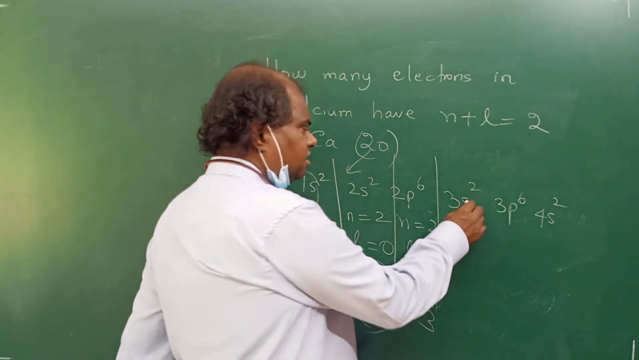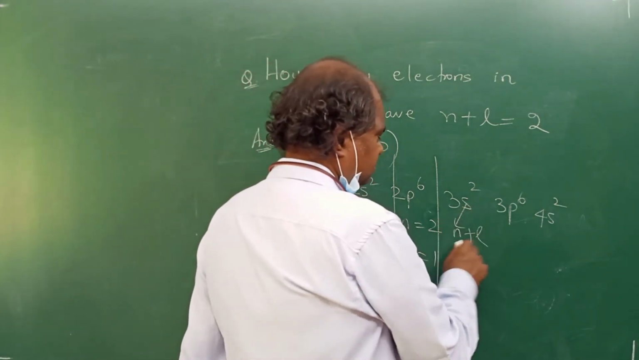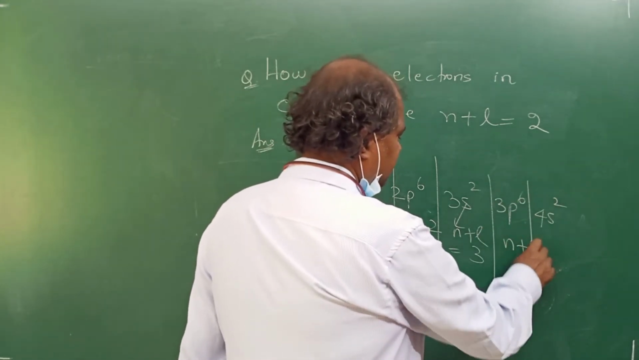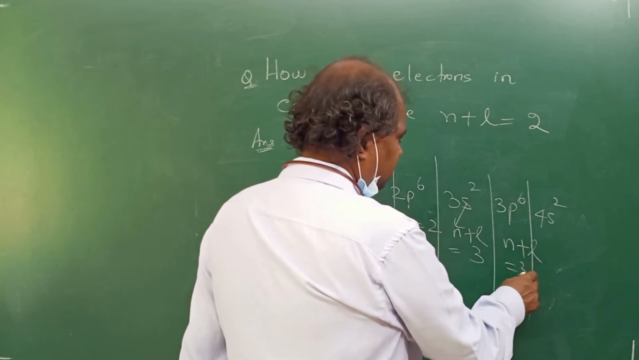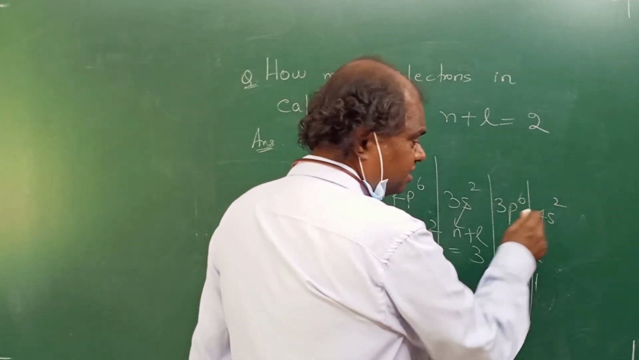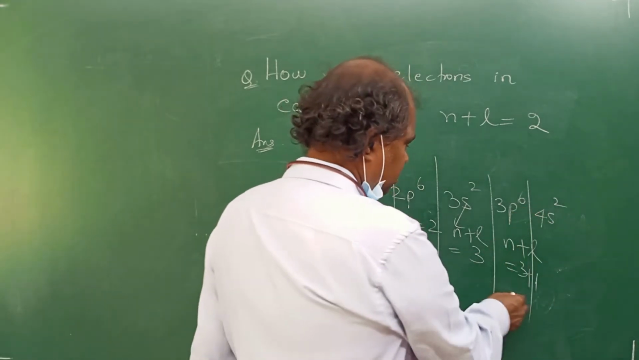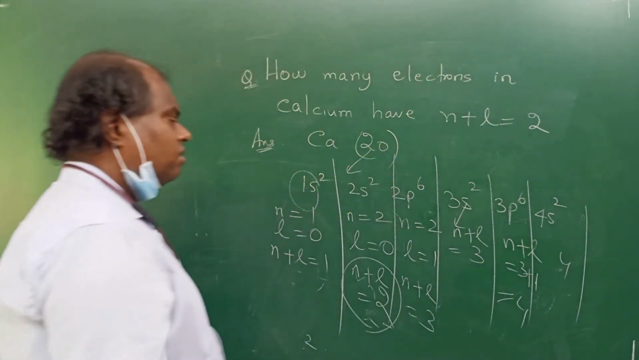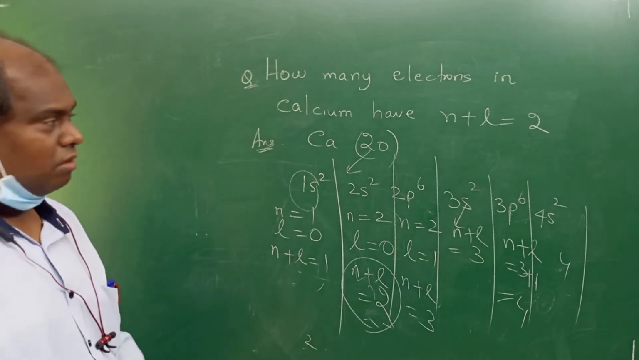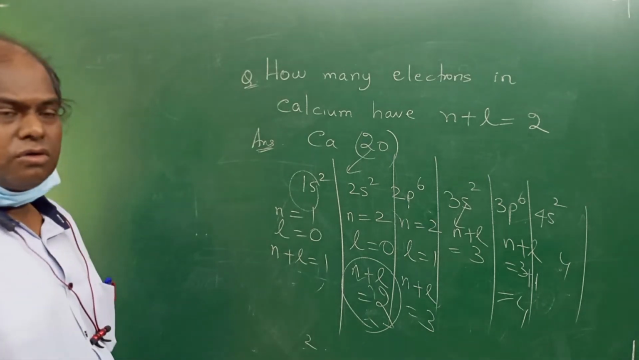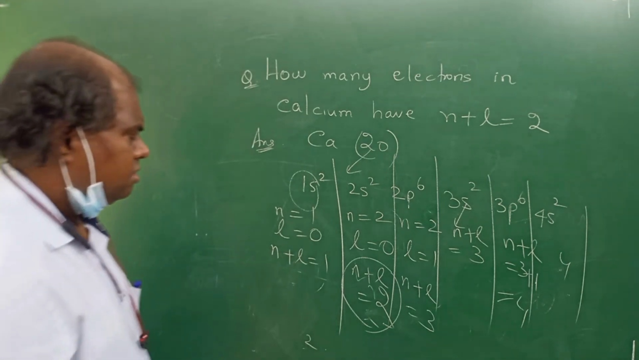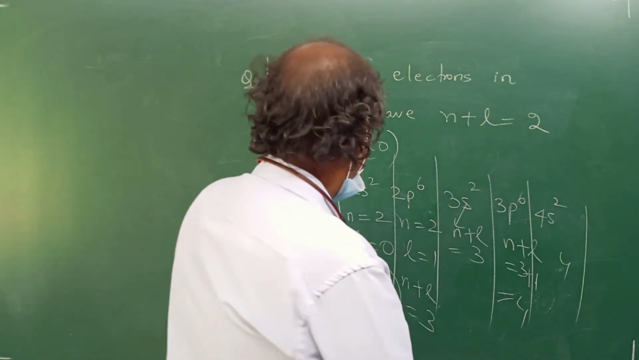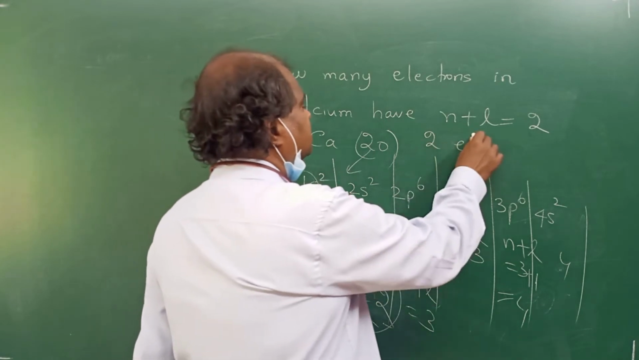Because here you will get n plus L as how much? 3. Here you will get n plus L as how much? 3 plus 1. For p orbital L is 1. Here you will get 4. Here also you will get 4. Clear? So what is the right answer, tell me? You have got only 2 electrons for which n plus L is equal to 2. So the answer is 2 electrons, right?